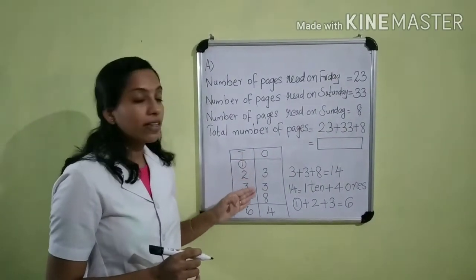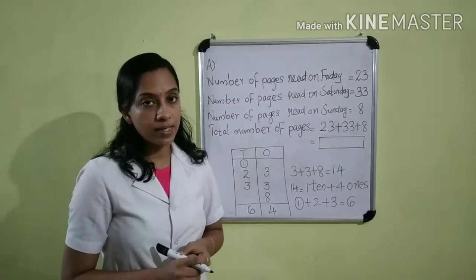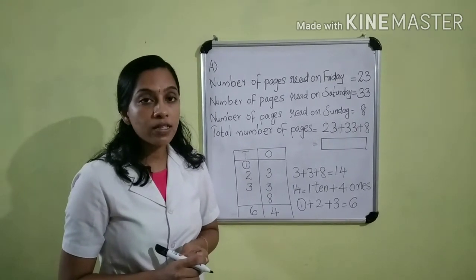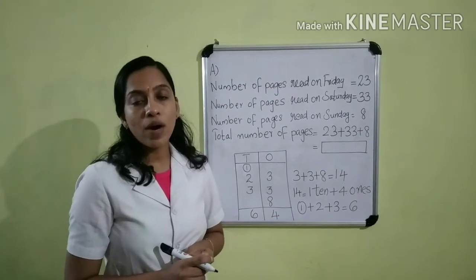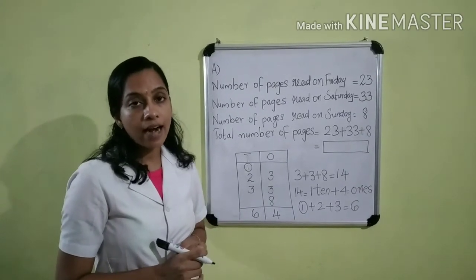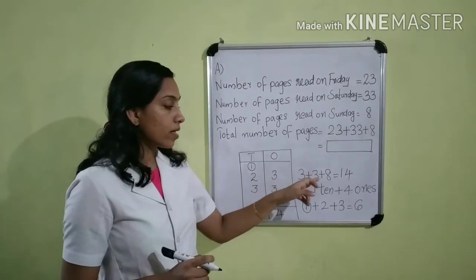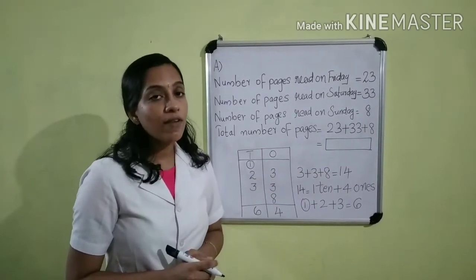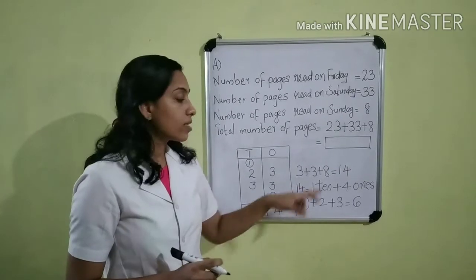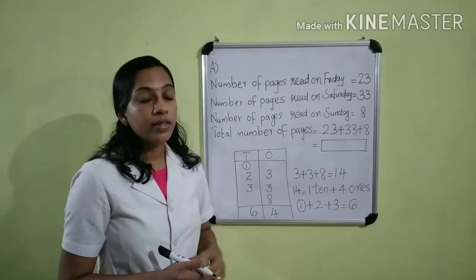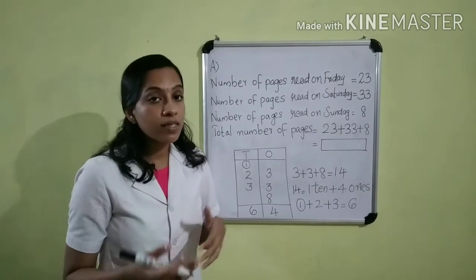Here 23 and 33 are two-digit numbers. When adding two-digit numbers, always start from the ones place. So let us add the ones place digits first. That is 3 plus 8. What will be the answer? It's 14. Then tell me children, what will be the next step?